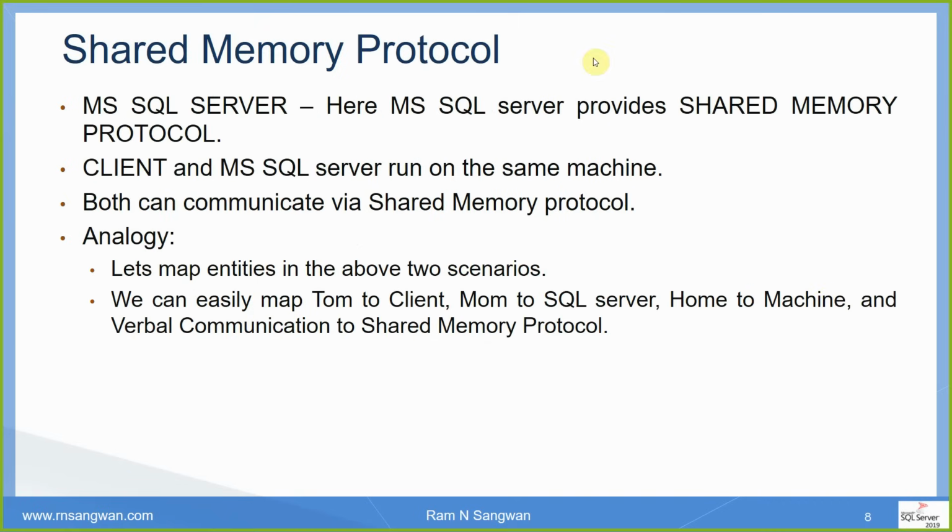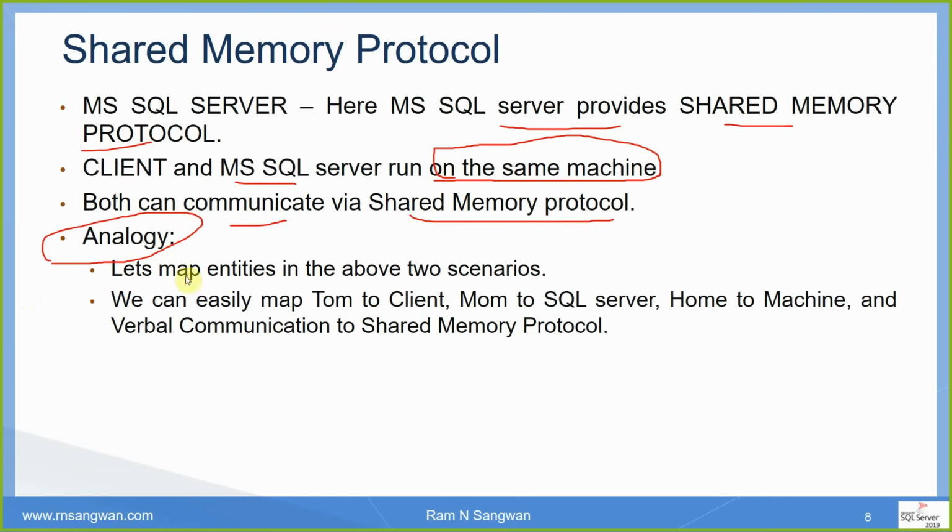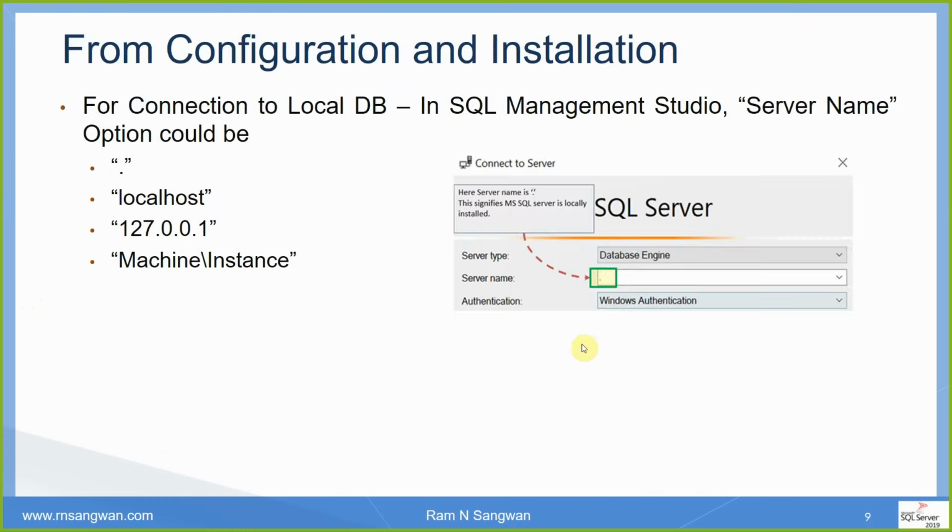Similarly, MS SQL Server provides the shared memory protocol. Client and MS SQL Server run on the same machine. So this type of connectivity is possible on the same machine. Both can communicate via the shared memory protocol. Let's map the analogy from the previous figure. We can easily map Tom to the client, mom to SQL Server, and home to the machine. And verbal communication is the shared memory protocol. That's how easy it is to understand shared memory.